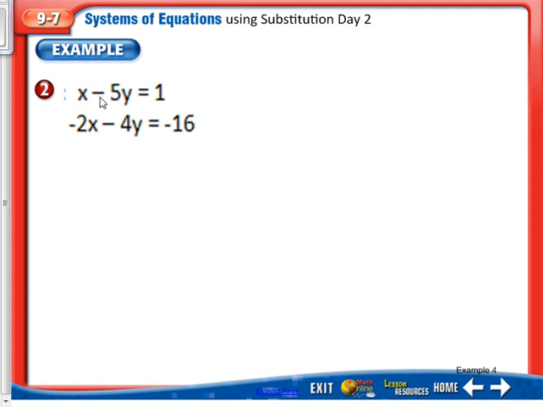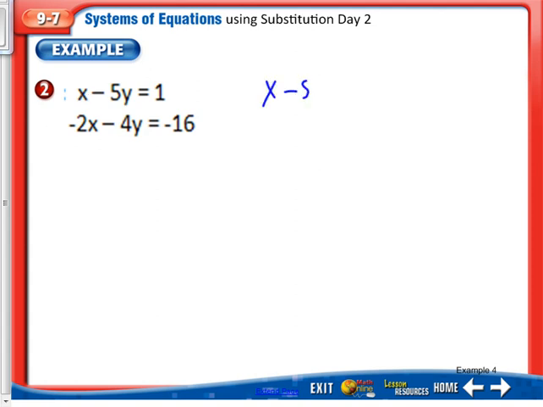Okay, now x minus 5y equals 1, negative 2x minus 4y equals negative 16. Now neither of these are solved for a variable. What I want to do is look for the most efficient way to solve for a variable. So obviously, the easiest way to do it is solve for one of the variables that does not have a coefficient, like y. We usually like getting in slope-intercept form, but we don't need to. Y actually has a coefficient in front of it, which means that at the end of the problem, we're going to have to divide by something. Look at x. X does not have a coefficient. So I'm going to solve for x.